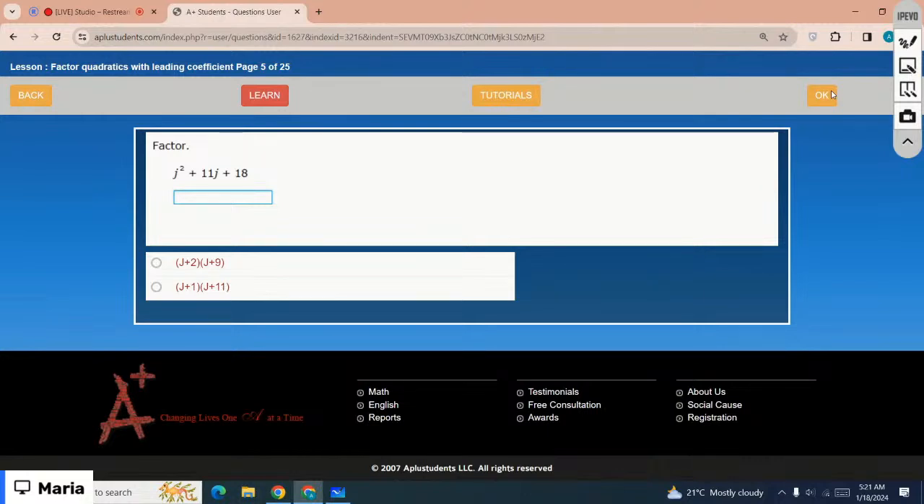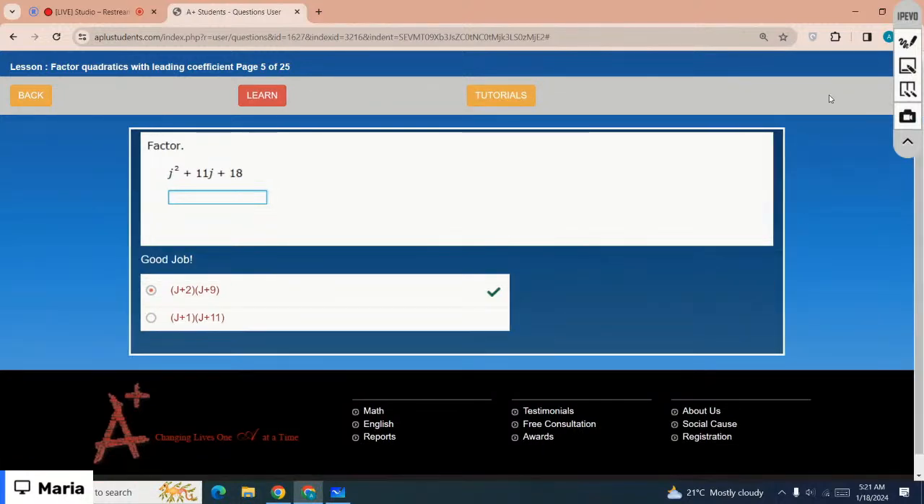Which is the correct option? The correct option is j plus 2 and j plus 9. Option number 1 is the correct option.